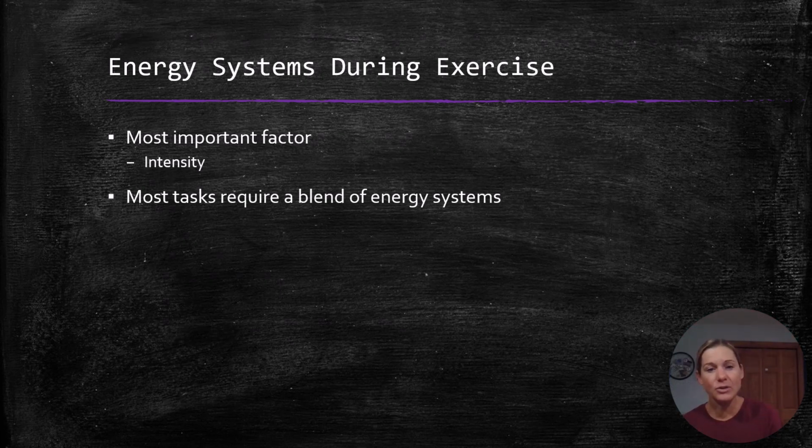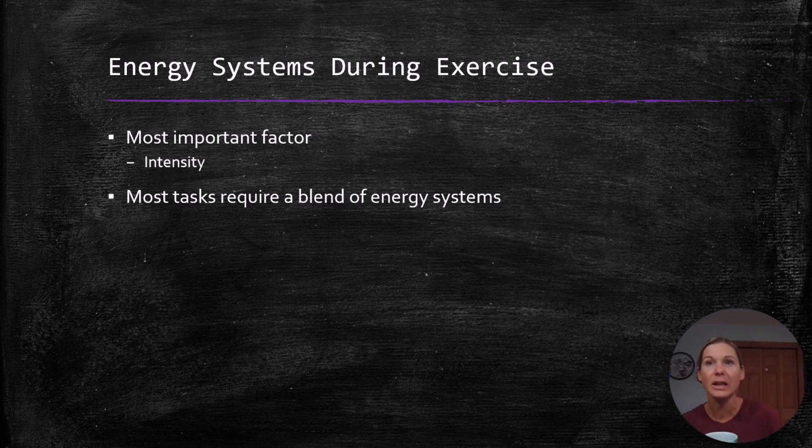Okay, so what energy systems am I using during exercise? Again, as we mentioned, the most important factor is the intensity, and most tasks are going to require a blend of each of these systems. So again, when we do sports, we're very highly likely going to be using all three of the systems. However, the intensity of the movement will determine which of the energy systems I'm using. So at a low to moderate intensity, we'll use the oxidative system. If you're doing something with pretty high intensity for like 1 to 2 minute bouts.